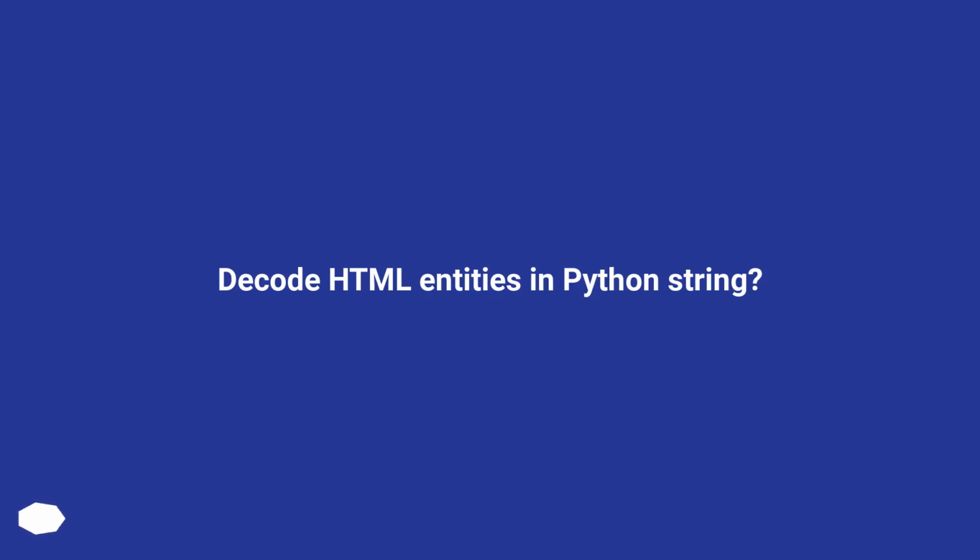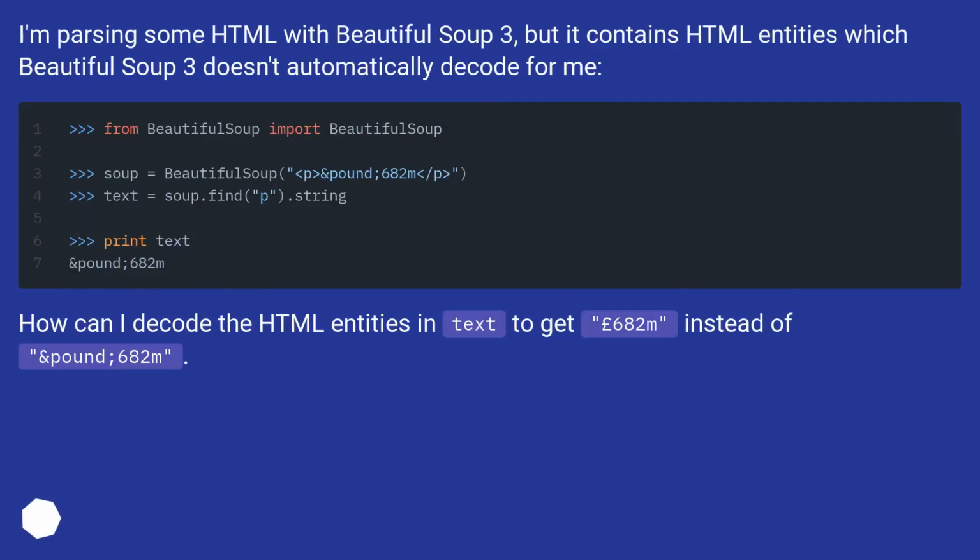Decode HTML entities in Python string? I'm parsing some HTML with Beautiful Soup 3, but it contains HTML entities which Beautiful Soup 3 doesn't automatically decode for me. How can I decode the HTML entities in the text to get 682 million pounds instead of the encoded entity version?